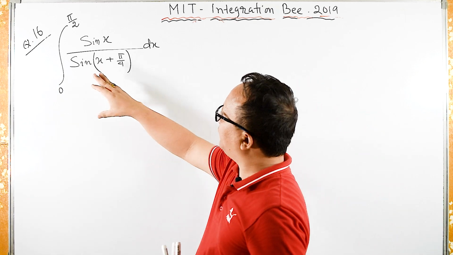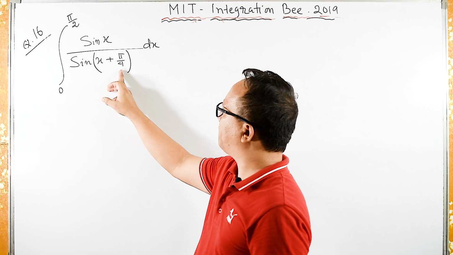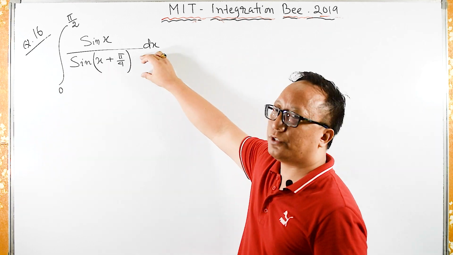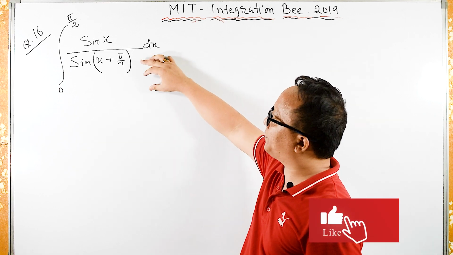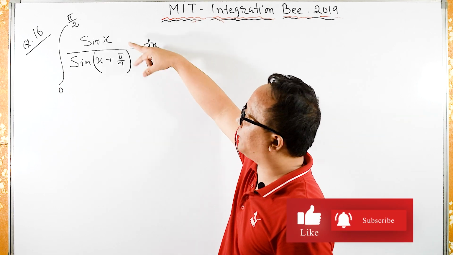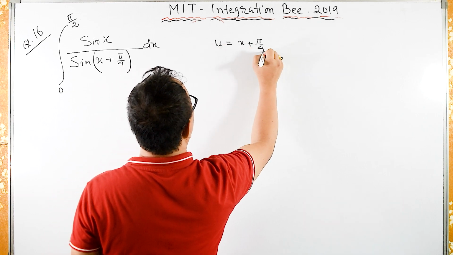Look at this integral. In the denominator, we have a large sum. A large sum means it is of the form a plus b. So if you expand this, the denominator will become large over here. Okay. So what I will do is a substitution: let u equal x plus pi by 4.